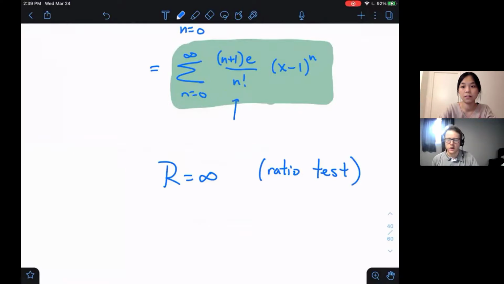This n factorial in the bottom there is kind of the giveaway that the radius of convergence is going to be 0. Sorry, the radius of convergence is going to be infinite. Sorry for the misspeak.